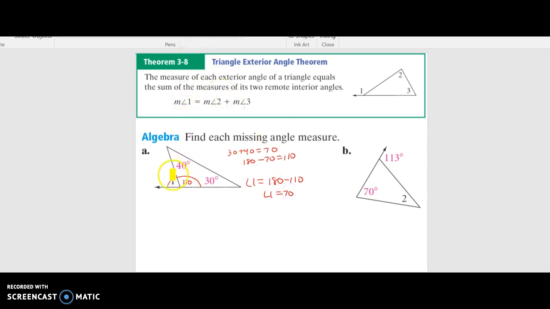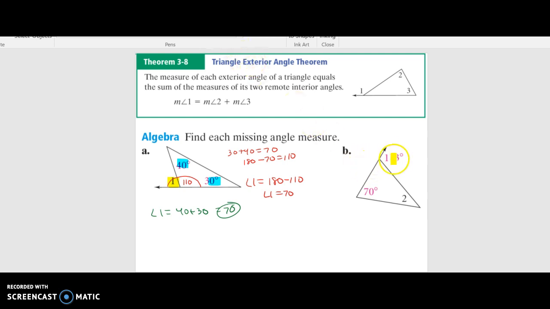But if you know the theorem, you'll see angle 1 is the exterior angle. The 30 and the 40 are the two remote interior angles. So technically, you could just take 40 and 30 and add them together to get 70. So that's two approaches to the same problem.